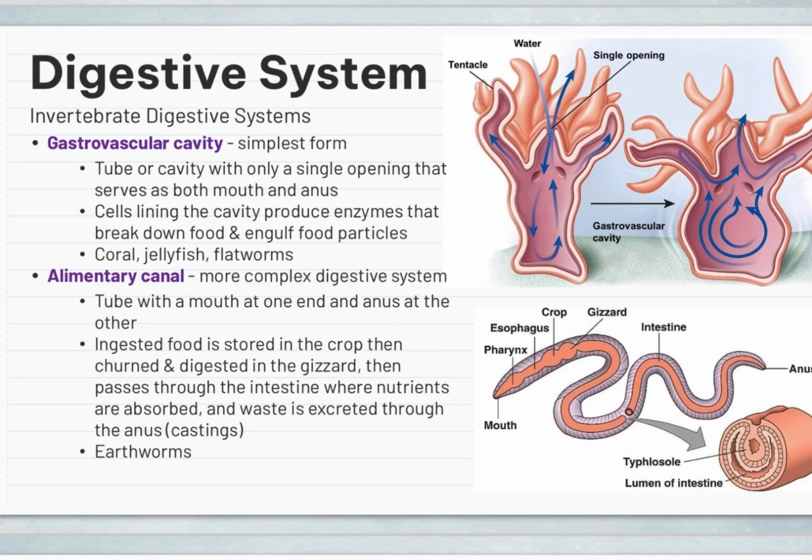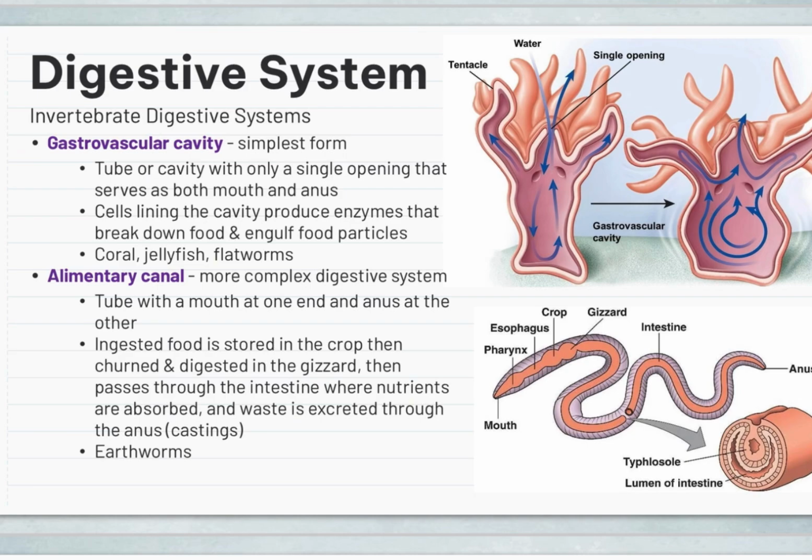Invertebrate digestive systems. We have either the gastrovascular cavity or the alimentary canal. Starting with our gastrovascular cavity, it's the simplest form. There is a tube or cavity with only a single opening that serves both as the mouth and the anus. And cells that line the cavity produce enzymes that help break down food and also engulf the food particles. So animals that fit in this category would be coral, jellyfish, and flatworms.